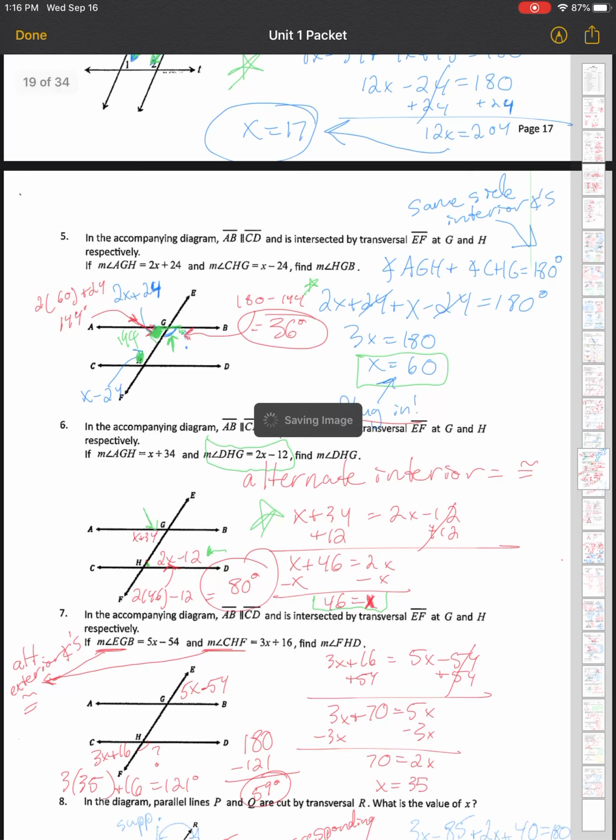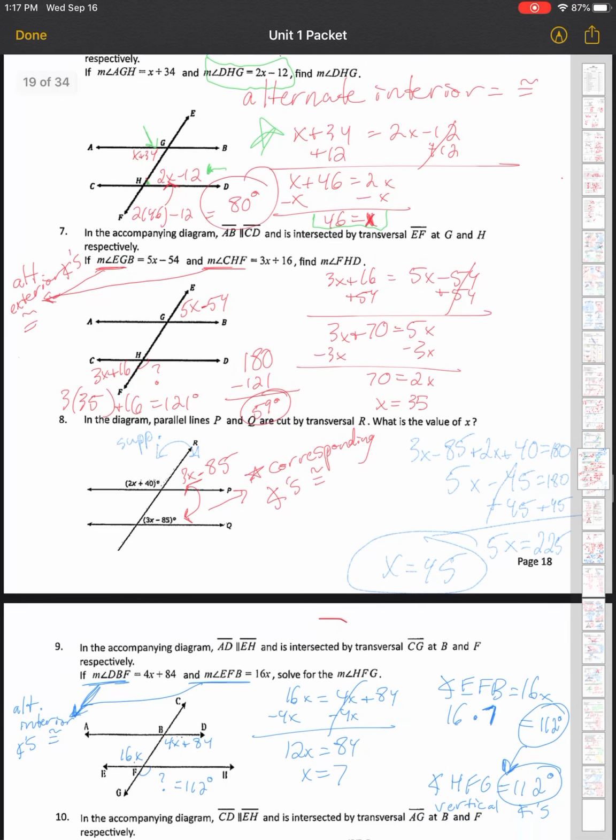For number 7, we're given measurements for angle EGB is 5x minus 54, and angle CHF is 3x plus 16. These are what we call alternate exterior angles. So if we're looking for angle FHD, we first have to set these equal. So alternate exterior angles are congruent.